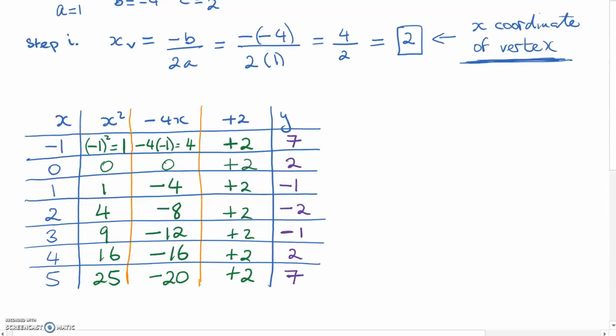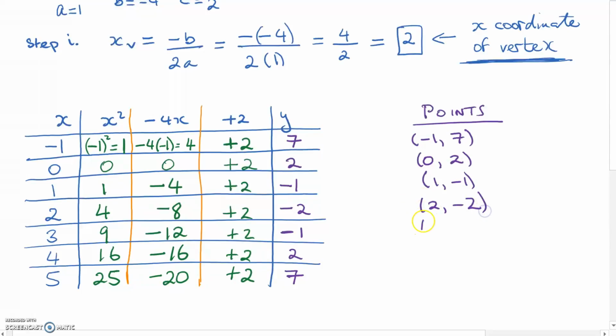Okay, so we're going to have a set of points now. And the points come from the x and the y, pairing an x and a y. So we're going to have negative 1, 7. We're going to have 0, 2. We're going to have 1, negative 1. We're going to have 2, negative 2. 3, negative 1. 4, 2. And 5, 7. So those are our points.